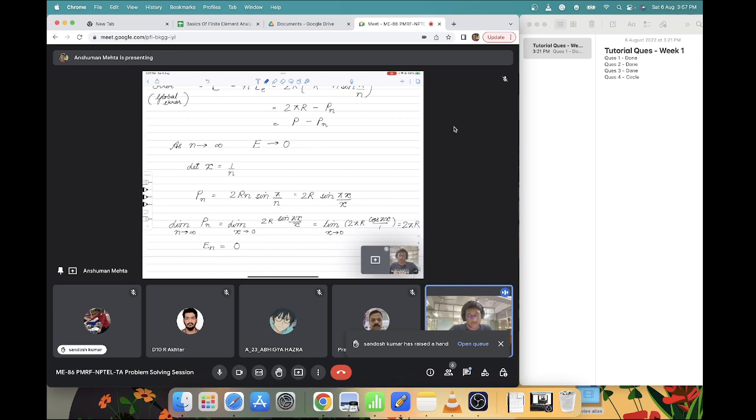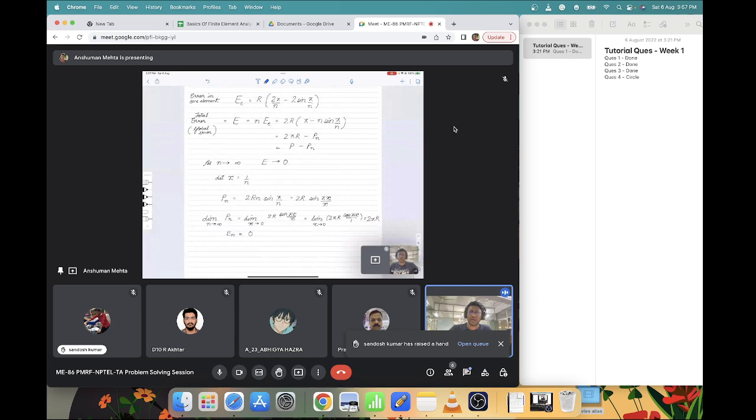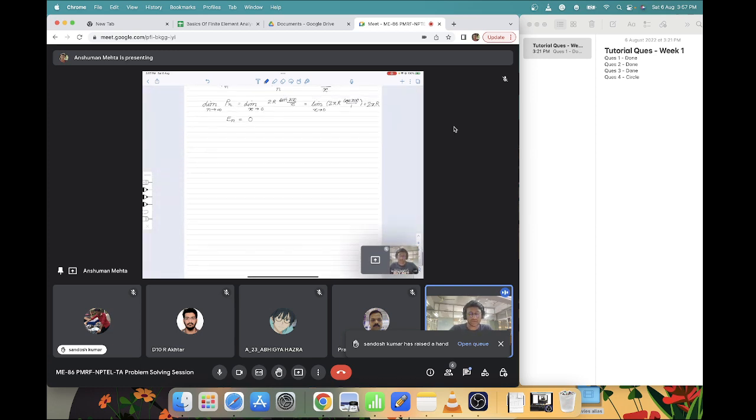Or another way was taking n equal to a very large number. When we take n equal to a very large number, it is called H refinement, like we are describing finer meshes. If you take it finer, then the polygon will look like a circle, right? So that was the idea.